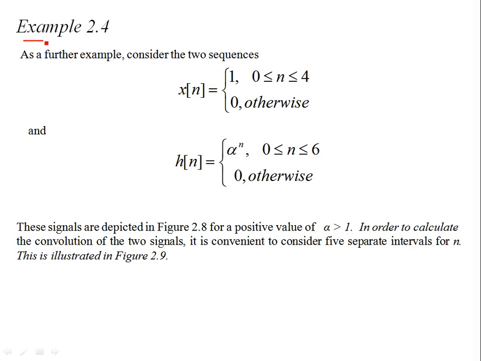Consider a second example. This is example 2.4 from your course text. This is also on the evaluation of the convolution sum through analytical means, and employing graphical means as well. So now, as a first example, let's consider two sequences.